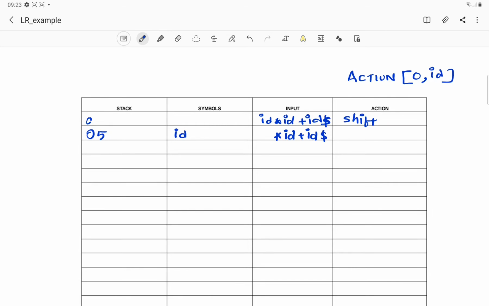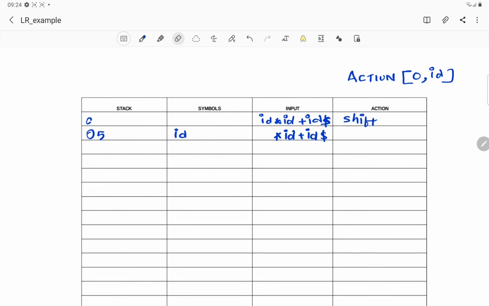Currently the stack top is 5. Assume this side is the top. So the stack top is now 5 and the input symbol is star.